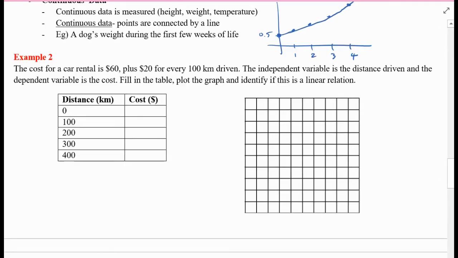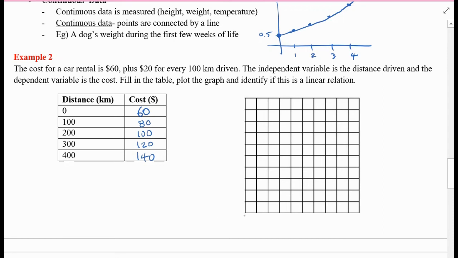The cost for a car rental is $60 plus $20 for every 100 kilometers driven. The independent variable is the distance driven, and the dependent variable is the cost. Let's fill in the table, plot the graph, and identify if this is a linear relation. So zero distance, this is 0 kilometers, so that's $60. And every 100 kilometers, it's increased by 20. So it's 80, 100, 120, 140.